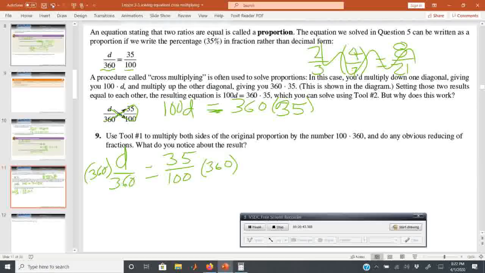So question 9, restart the video once you've looked at question 9. All right, question 9. Use tool number 1 to multiply both sides of the original proportion by the number 100 times 360. So we're going to take our original proportion, and actually I'm going to do it in 2 steps. I think it's a little easier to see. D divided by 360 is 35 divided by 100. I'm going to multiply both sides by 360.